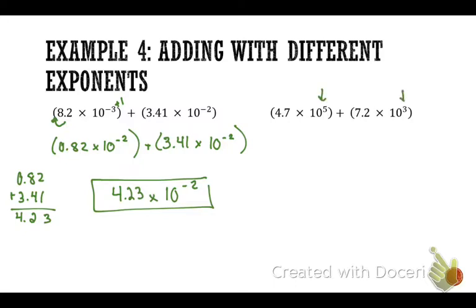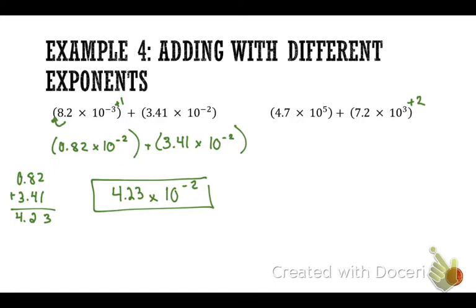I don't have the same power. So which expression needs to change? The first one or the second one? The second one, right? Because the second one has the lesser value exponent. How many do I need to add to 3 to make it equal to 5? 2. So 3 plus 2 is 5. I haven't seen a 2 yet. If I add 2, how many decimal places do I have to bump my decimal?